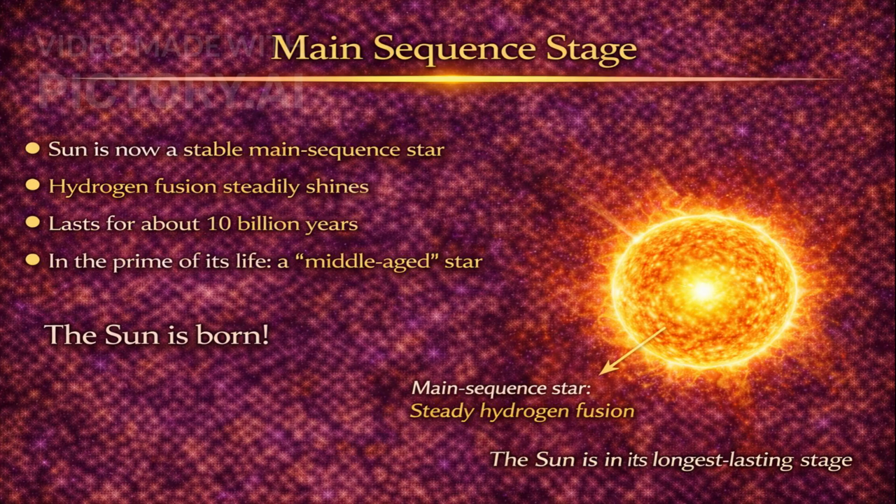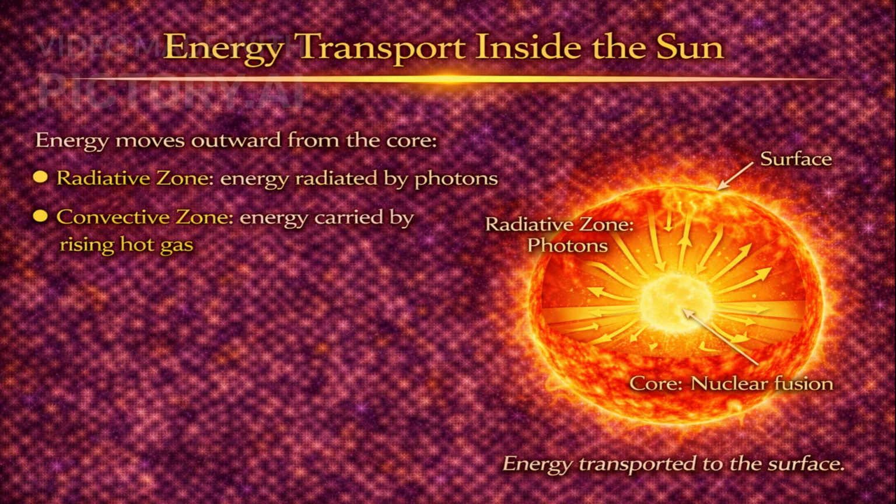The Sun is now a stable main sequence star, steadily shining through hydrogen fusion. This stage lasts about 10 billion years, marking the prime of its life as a middle-aged star. Inside the Sun, energy moves outward from the core through the radiative zone, where photons are radiated, and the convective zone, where energy is carried by rising hot gas, reaching the surface.